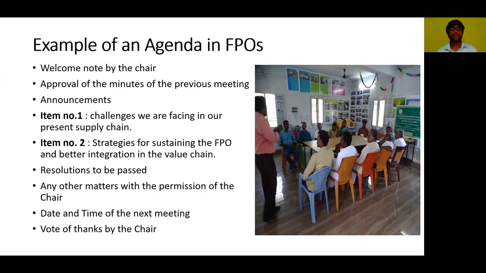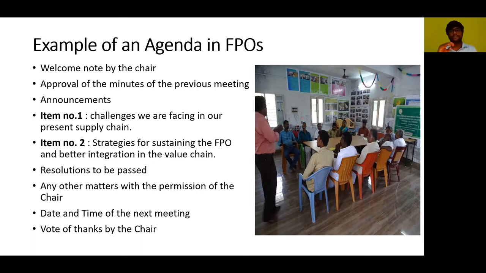The next key issue which they will discuss is the strategies for sustaining the FPO and better integration in the value chain. They will be discussing the different key strategies they will come up with for sustaining the FPO and also for the betterment of the value chain. So these are the controversial matters or the main things which should be discussed in the meeting, and these subject headings should be placed in the agenda.